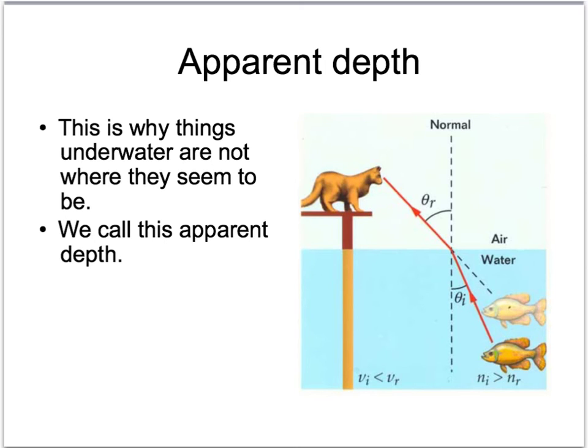There are some actual applications to this. This is why if you ever tried grabbing a fish underwater, you miss. It's because the fish isn't where you think it is. We actually call this apparent depth. For example, the light from the fish coming out bends away, but you don't know that it bent, so you just follow the line along and you think the fish is actually somewhere else. That's why if you're trying to grab a fish, and actually your cat knows this, you actually hit the water a little deeper and a little closer than the fish actually is.